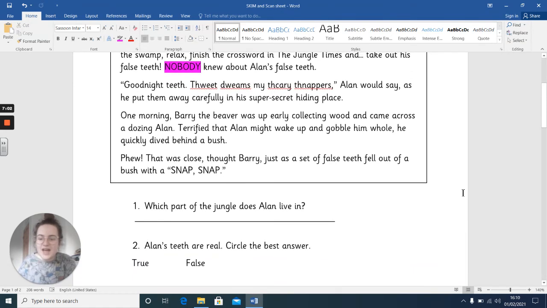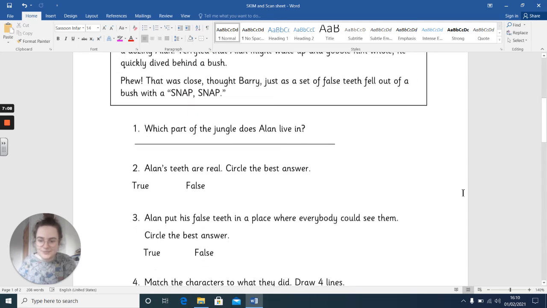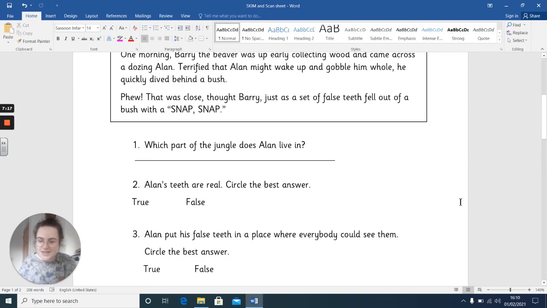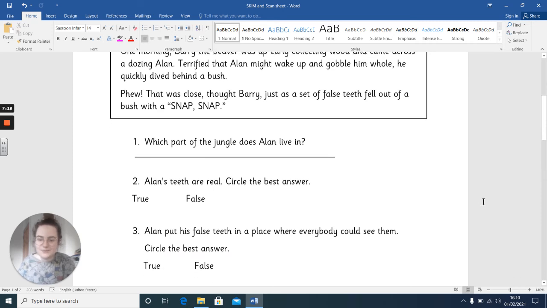Number 2, Alan's teeth are real. Circle the best answer, true or false. Number 3, Alan put his false teeth in a place where everybody could see them. Circle the best answer, true or false.